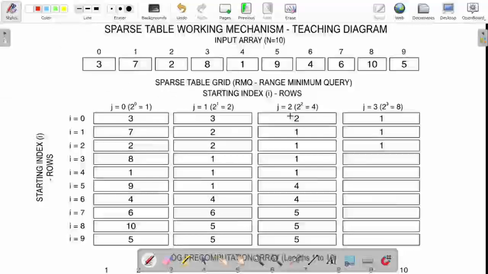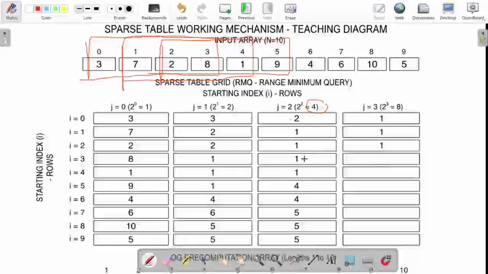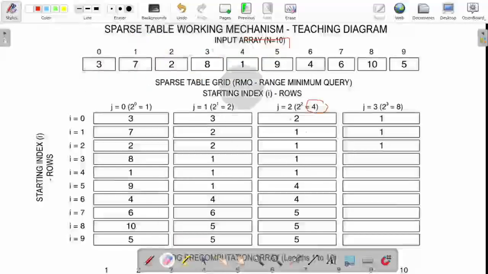Now again, if we consider j equals 2, that is, we need to consider segments of length 4 from the ith index. From i equals 0, a length 4 segment is 0, 1, 2, 3, that is 0 to 3. And for this segment, its minimum is 2. From i equals 1, a length 4 segment is 1, 2, 3, 4, and its minimum is 1. From i equals 2, a length 4 segment is 2 to 5. And for this segment, the minimum is again 1. Okay. So in this way, usually a sparse table is built.